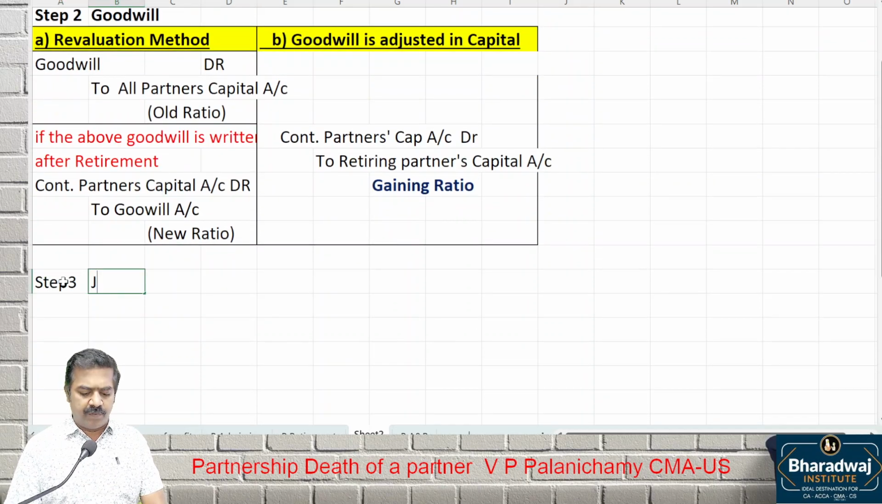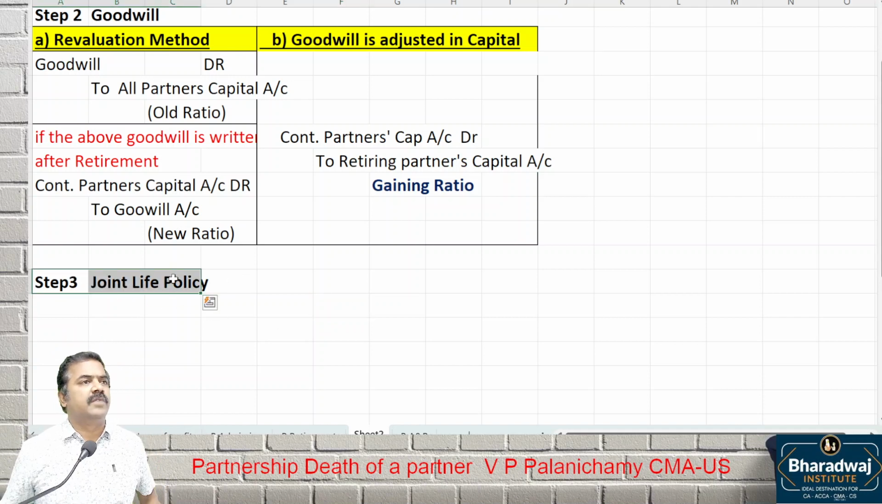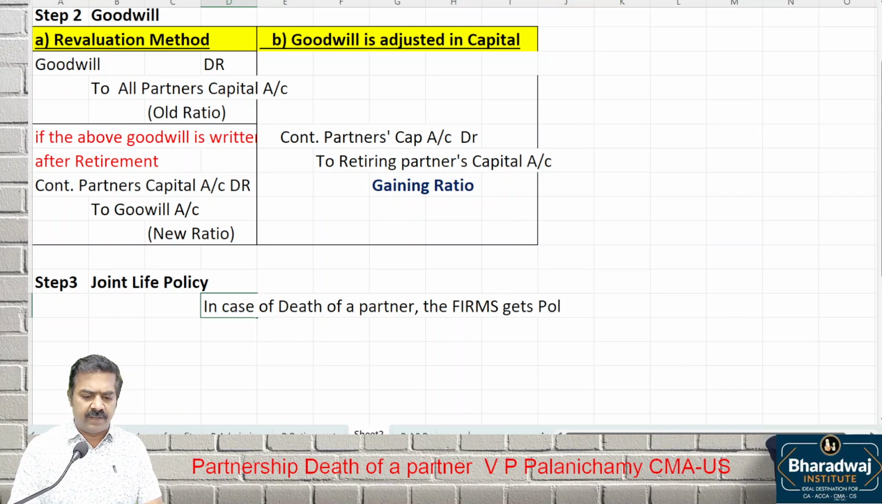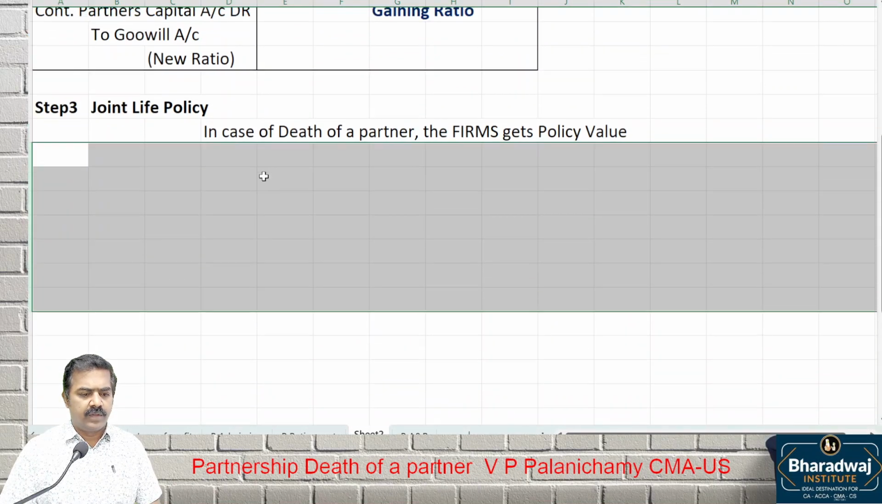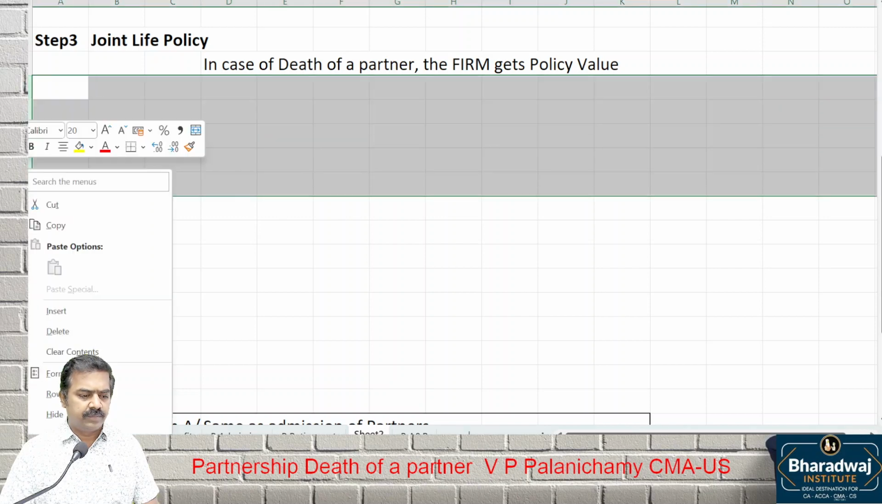Step 3, adjustment for JLP, joint life policy. This will be different. In case of retirement, what will the firm get? Surrender value. But in case of death of a partner, the firm will get which value? Policy value. Joint life policy, right? In case of death of a partner, the firm, meaning the partnership firm, gets policy value.